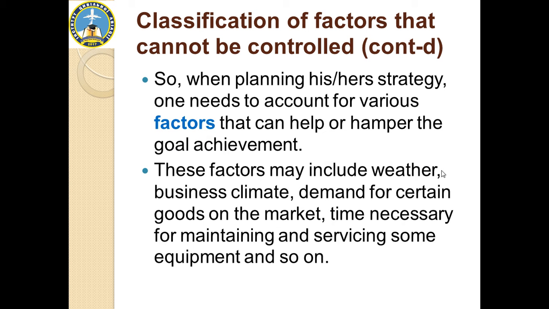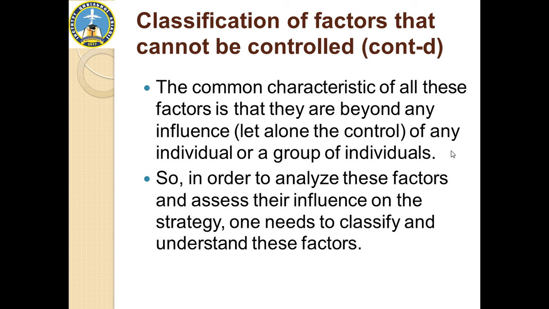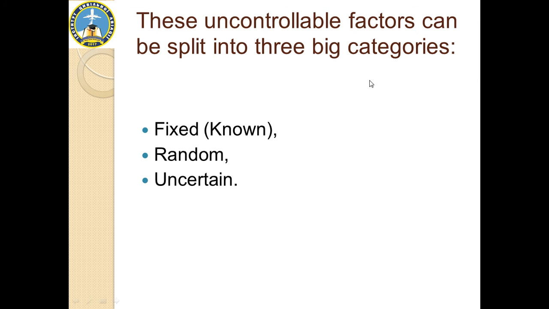The common characteristic of all these factors is that they are beyond any influence. We don't control them; they are not under the control of any individual or group of individuals. So we need to analyze these factors. These factors can be categorized into three groups: fixed or known, random, and uncertain.